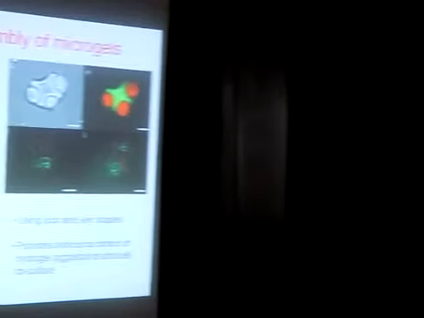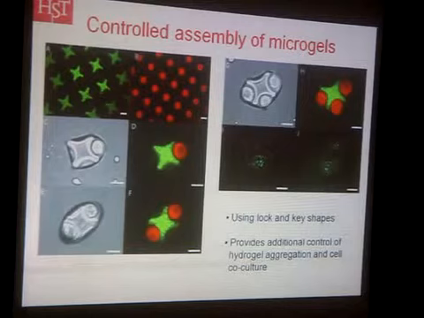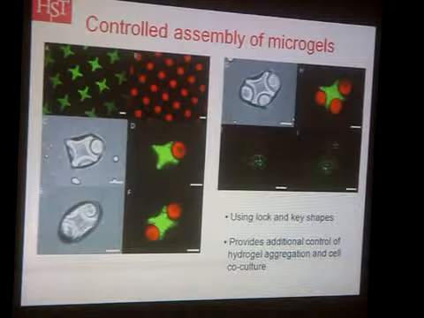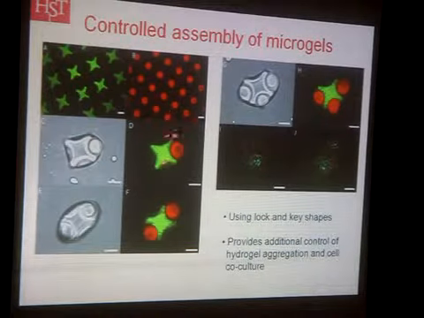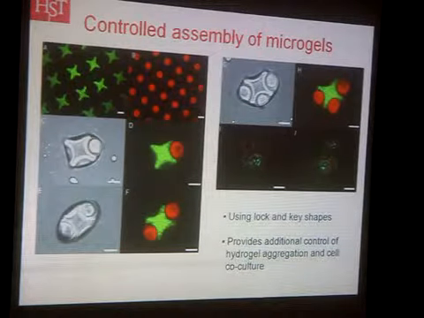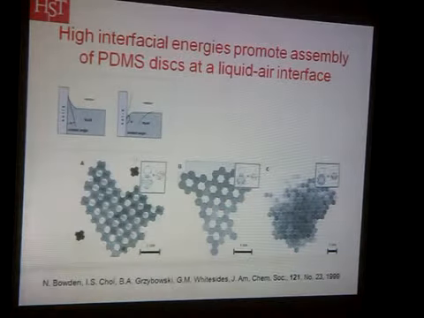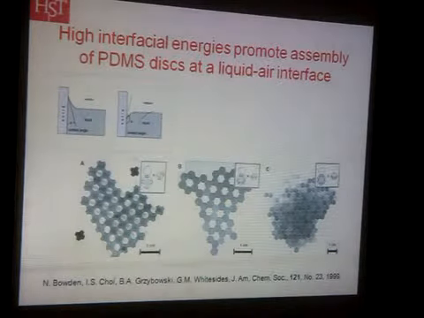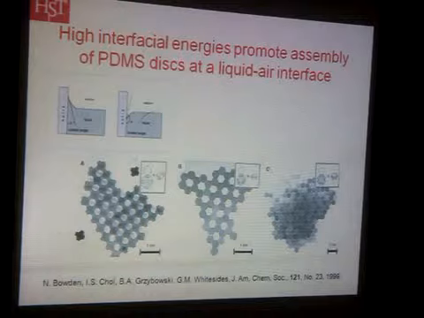But the process that I showed you is limited in many ways. So we've been actually trying to make this more directed by using techniques like controlling the shape of these particles, make lock and key structures so that as they start assembling, they're more organized assembly, or actually change the system. So we've been interested in using surface tension at a liquid-air interface also to assemble things. So here's an example where you can do that.